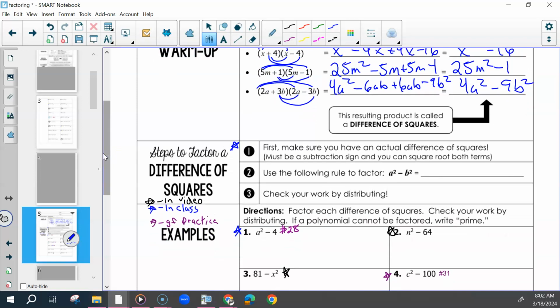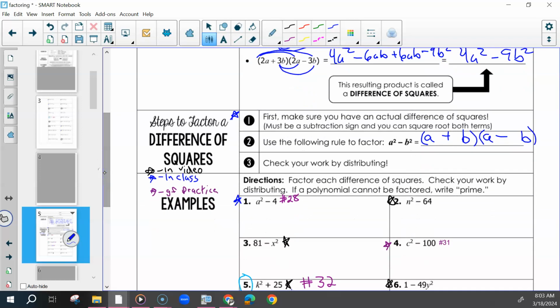Then, if you see something in this format, you're going to have two sets of parentheses. And you have to think about this like, what times what will give us a squared? A times a. So you're going to put that first in both. What times what will give us b squared? B times b. Put that last in both. And then put a plus in one and put a minus in one. This is how the difference of squares looks. You always put a plus and minus? Mm-hmm. 1 plus, 1 minus. It doesn't matter which one.